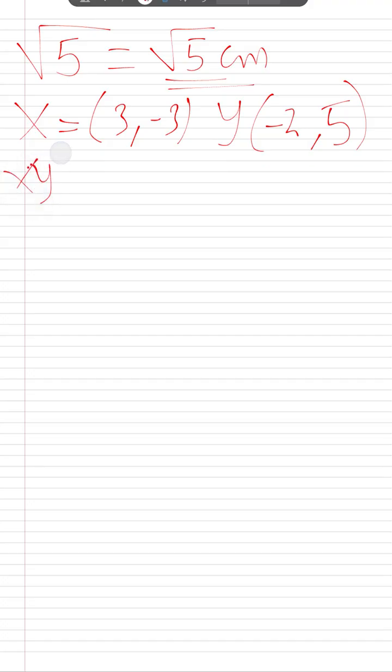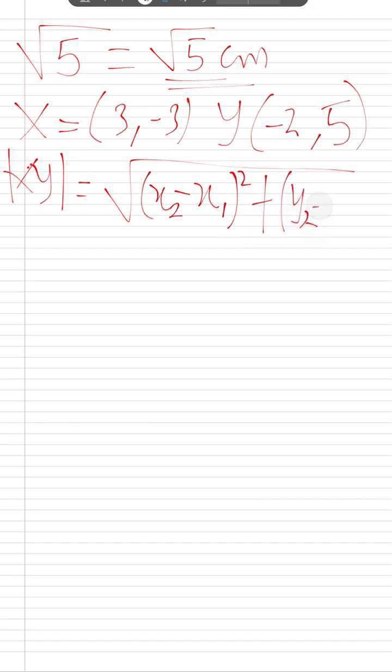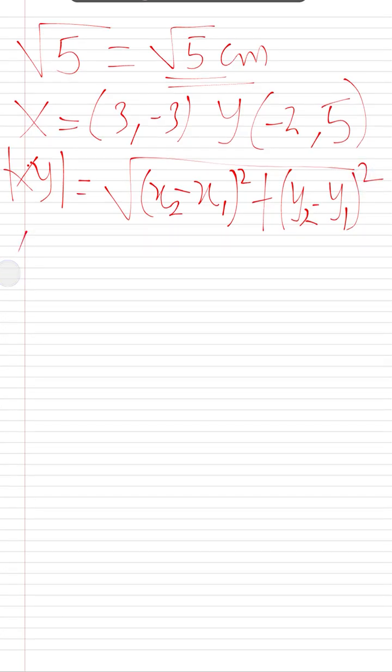Now you have distance x, y. Are you seeing that? Your distance x, y will be equal to square root of what? What's our formula? Our formula is x2 minus x1 all squared plus y2 minus y1 all squared. All right, so that will now give us the distance xy.